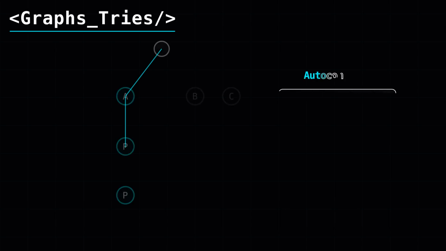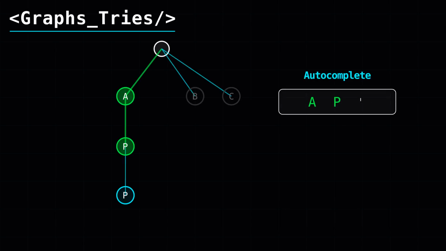A trie is a tree built for prefixes. Each level represents one character in a word. When you type A, then P, the structure already knows which branch you are following. That is the magic behind autocomplete, spell check, contact search, and dictionary prefix lookup.